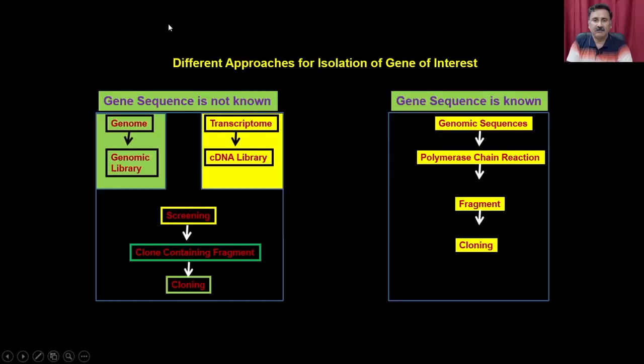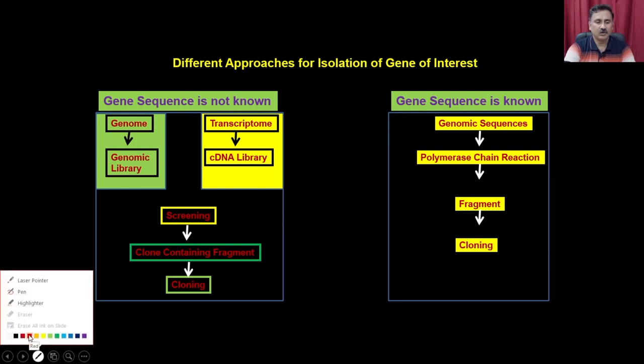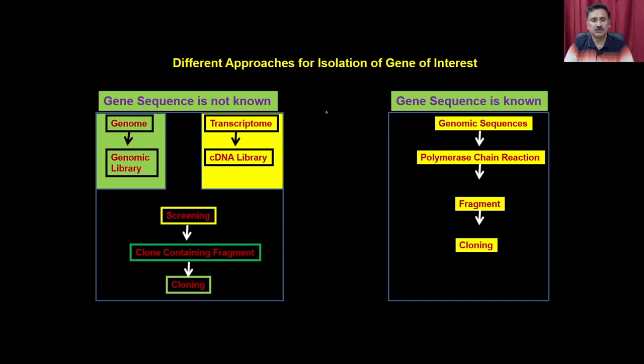These are things we have already discussed: the approaches when the gene sequence is known. That is approach number two. You take the genomic sequence and design site-specific primers. You perform the polymerase chain reaction, which gives you the amplified product, and this amplified product can be cloned into a suitable vector and used for enzyme production.